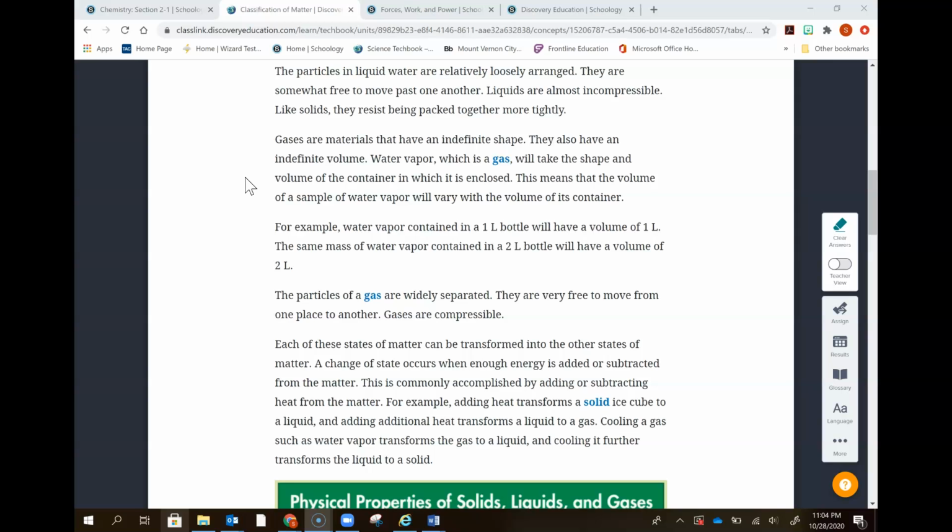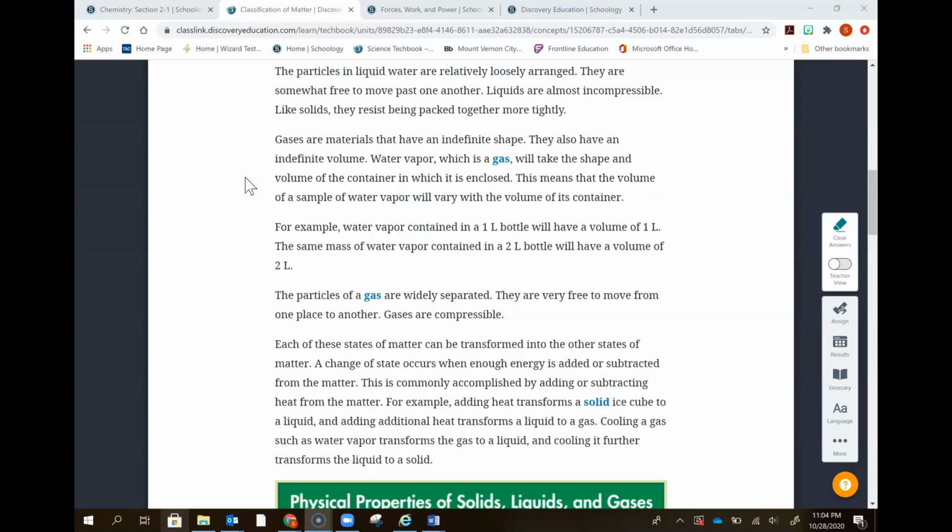The particles of a gas are widely separated. They are free to move from one place to another. Gases are compressible. Each of these states of matter can be transformed into the other states of matter. A change of state occurs when enough energy is added or subtracted from the matter. This is commonly accomplished by adding or subtracting heat from the matter.